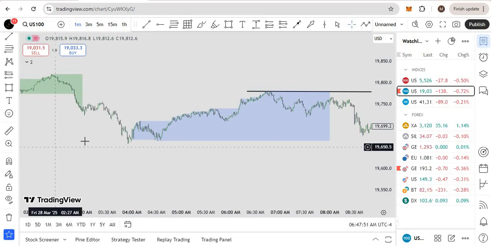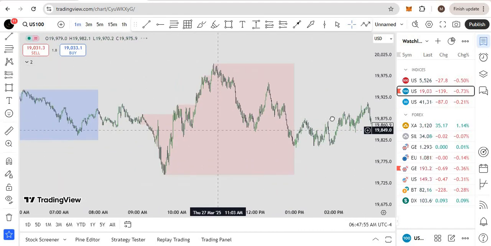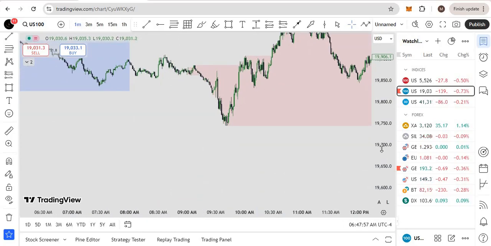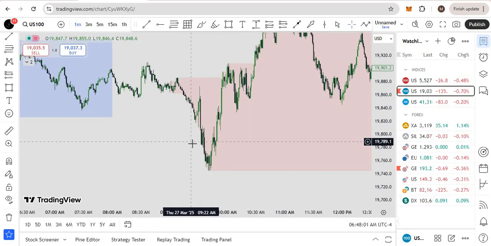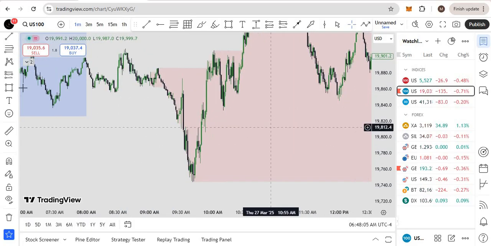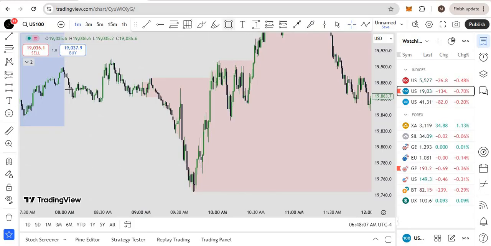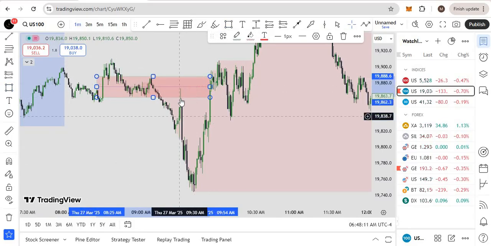Okay, sorry, let's go to the previous day. In the previous day, I'm going to show you the macro time, but I will also show you what time I took the trade. Basically, as I explained, I took the trade on this inversion, and at 9:30 price came here.